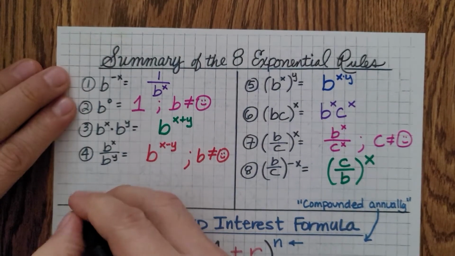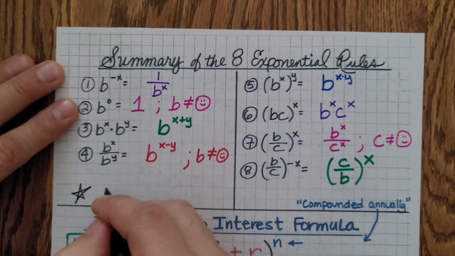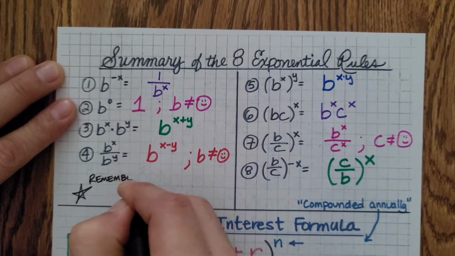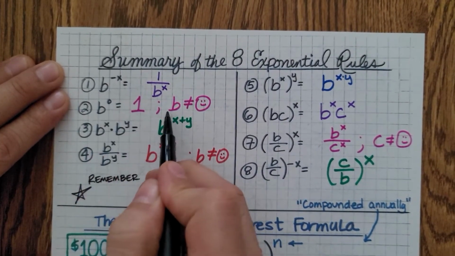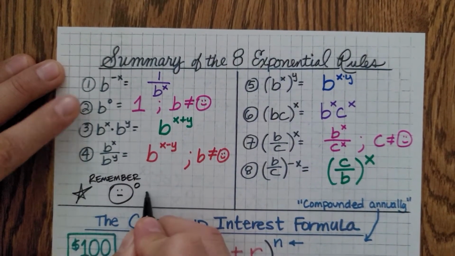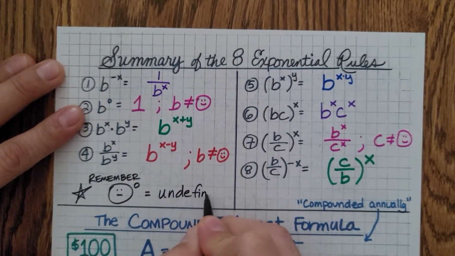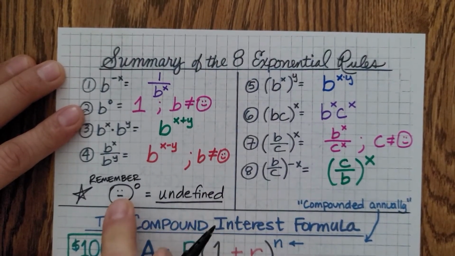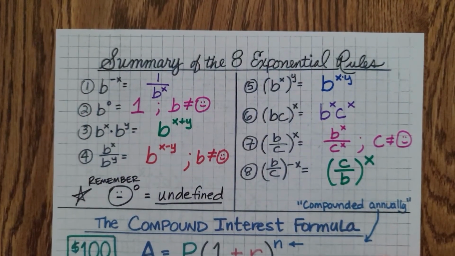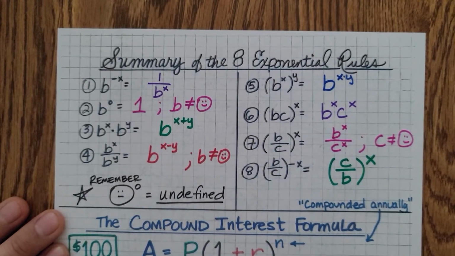Now, I want to throw a little extra one in here. It's kind of like the b to the 0. I want you to remember b to the 0 equals 1 as long as b is not 0. So what if I have 0 to the 0? If I have 0 raised to the 0 power, that is undefined from yesterday. We talked about this meant this base divided by itself. Any number divided by itself is 1, except for 0. 0 divided by 0 is undefined.